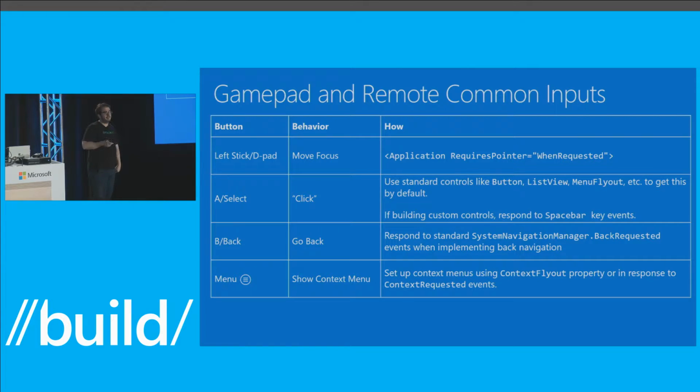Menu button, same thing. Did anyone here go to Joe Stegman's talk on Windows UI, XAML stuff yesterday? One of the things that was talked about there was the new context flyout and context requested events. If you use the context flyout property or the context requested event to trigger context menus, then you'll automatically get them at the right time with all the different inputs: with long press on touch, with right click on mouse, and with the menu button on gamepad and remote. So if you just do that the right way, you'll already get this working.